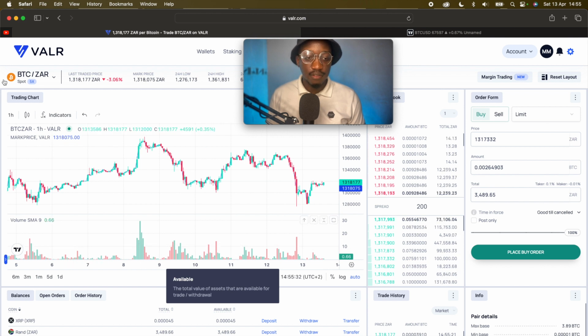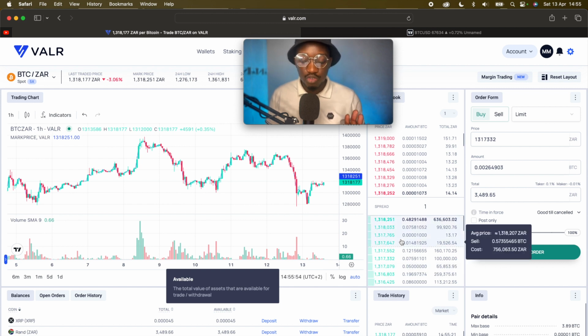So right here you can see that these are the Bitcoin charts, and right here I've got approximately 3,489 rand, and this is the amount that I'm going to use in this video. Right here you can see all the balances that I have, and you can see the order history and stuff like that. So if you don't know how to trade on Valr Crypto Exchange, I made a full tutorial showing you how exactly you can trade step by step using Valr Crypto Exchange.